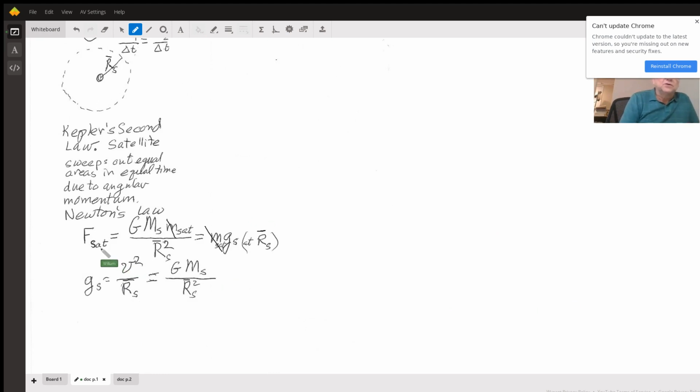We look at Newton's third law, and we see that we have G Ms for the mass of the Sun times the mass of the comet divided by the radius from the Sun squared, and that's equal to mg at this average radius. The m's cancel here so that we have just the gravitational constant of the Sun equal to G Ms over r average squared.